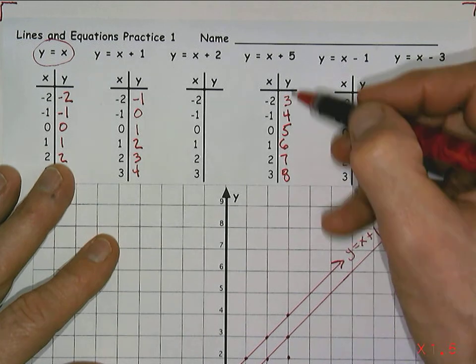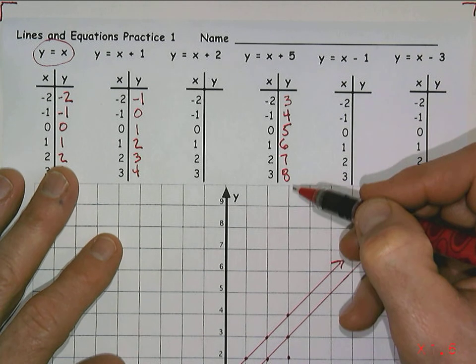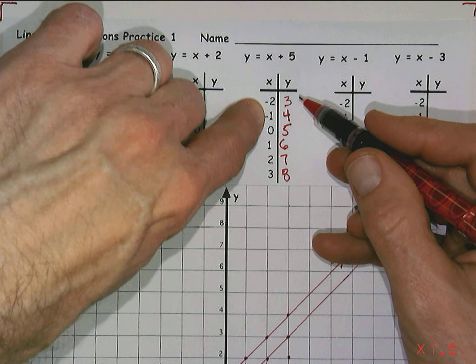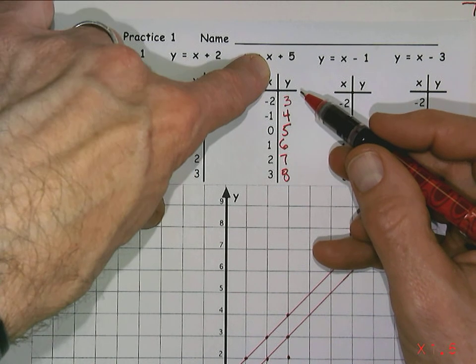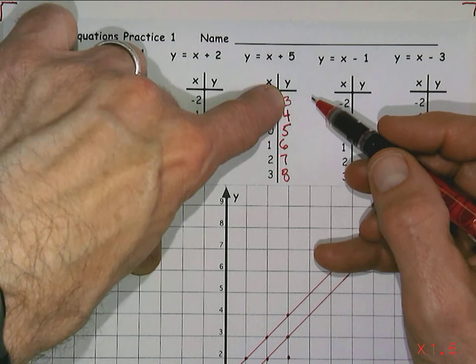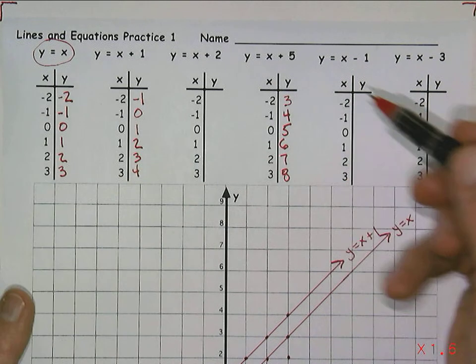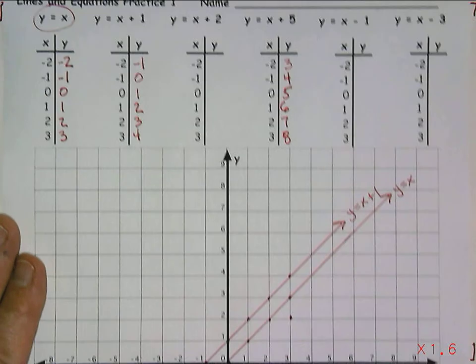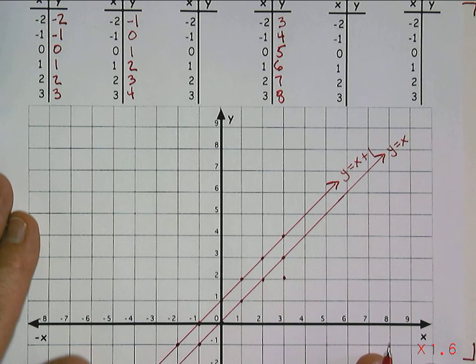And so now I have a set of values for y when x is changing. That's what a variable is. The value of x changes. And that means the value of y changes as well. And it creates a line. So I'm going to put these on the chart.